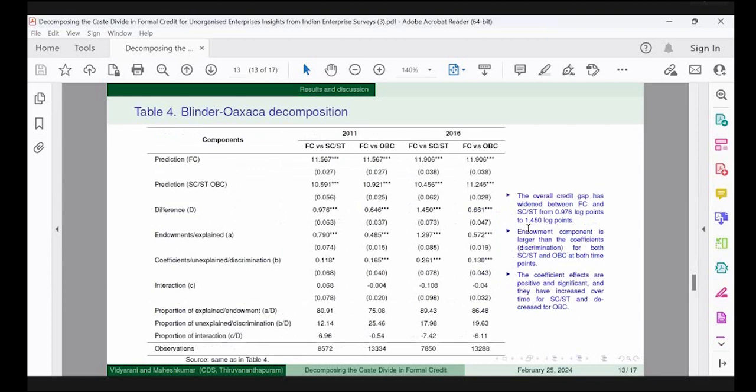The next one is the Blinder-Oaxaca decomposition, where we have taken FC as the non-discriminatory component and SC/ST and OBC as the comparing groups. Here we can see that the credit gap has increased. The credit gap for SC/ST has increased from 0.976 log points to 1.450 in 2016. One important thing is that the endowment component is larger than the coefficient for both SC/ST and OBCs in both time periods. But we cannot undermine the coefficient, which is the discriminatory part here, because the coefficient effects are still positive and significant, and they have increased over time for SC/STs and decreased for OBC categories.